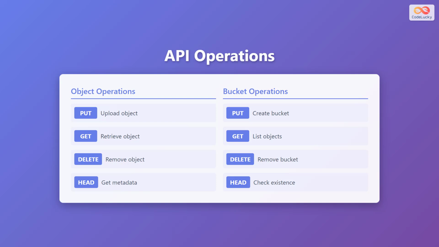Understanding S3 core concepts is essential for working with object storage. First, buckets are the top-level containers in S3. Each bucket has a globally unique name. Second, objects are the actual files stored in buckets. Each object has a key, which is the full path and file name. Third, keys are unique identifiers within a bucket. Fourth, metadata are additional information attached to objects like content type and custom tags. Fifth, versions allow you to maintain multiple versions of the same object. Finally, access control lists and bucket policies control who can access your data.